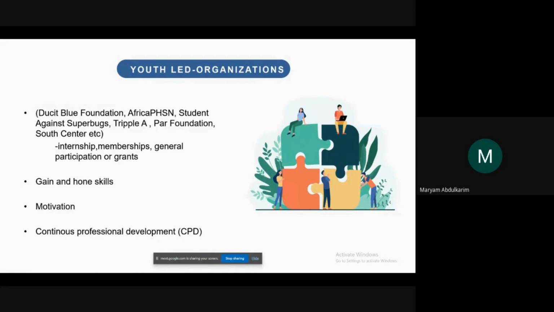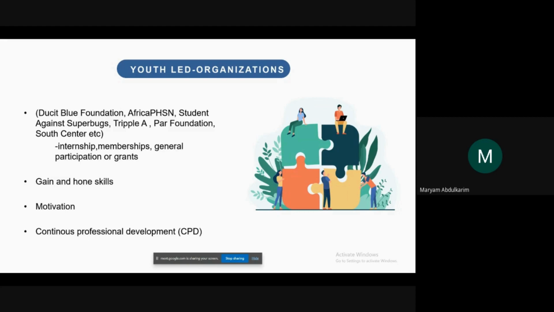And also being involved keeps you motivated, and it gives you the opportunity to decide what really interests you about AMR, and what particular niche you might want to focus on, or where exactly you want to make an impact. So for me, the internship that I did with Ducey Blue Foundation made me realize how the environmental dimension of AMR is really neglected, even within the concept of One Health. I personally found that interesting, and I wanted to learn more on what is being done to bridge that gap, and why the environment is really important with regards to antimicrobial resistance.